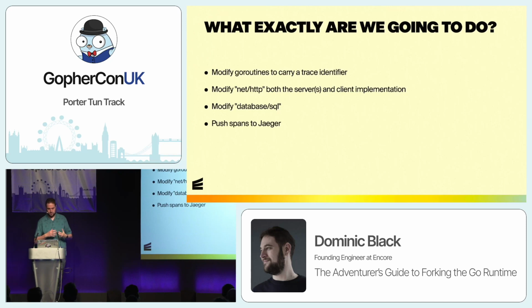So what are we going to do now? Well, let's think about how we want to do tracing. We want to modify Go routines to carry trace identifiers for us. We want to modify the inbuilt HTTP server and clients to start traces for us and add spans for us automatically. We want to modify the SQLite package in the standard library to automatically add spans for us on queries. And then we want to push all of this information to Jaeger.